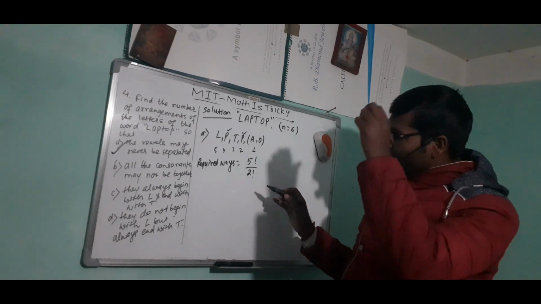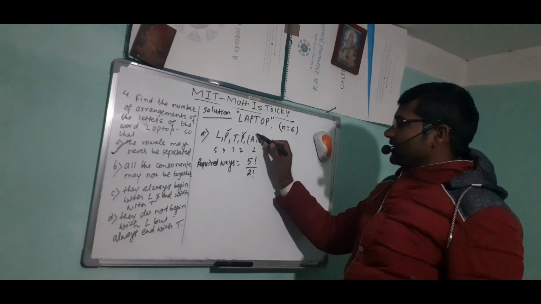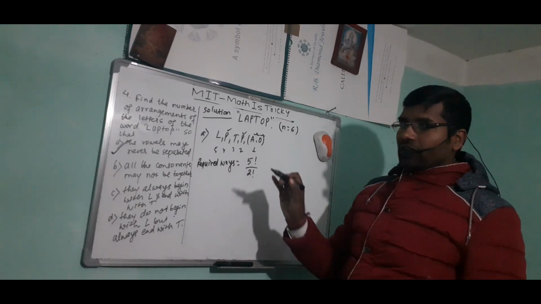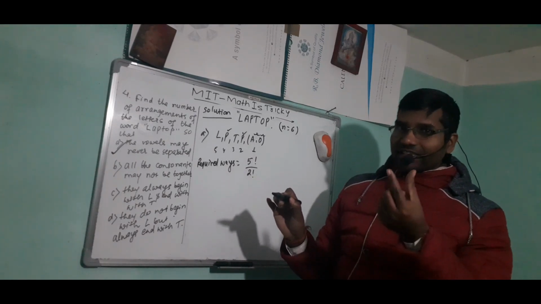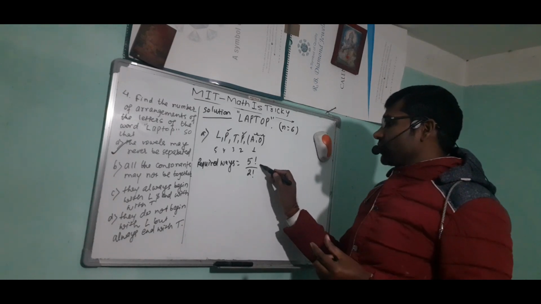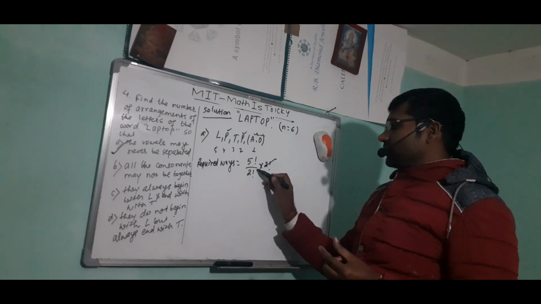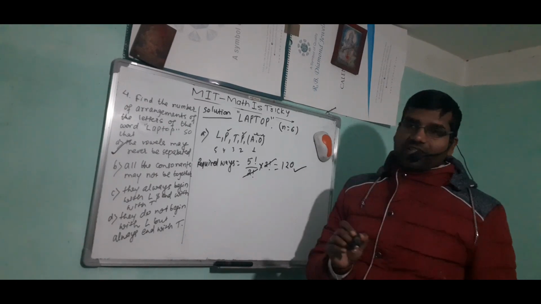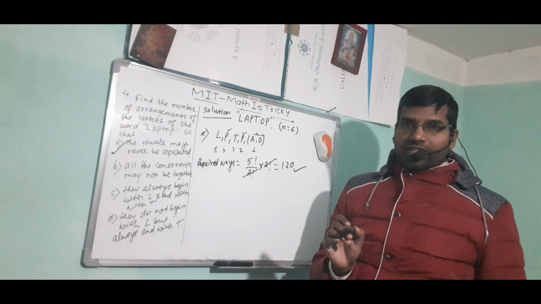Also, these 2 vowels may change their position. A and O, the 2 vowels, may change their position in 2 factorial ways. So we have to multiply by 2. These 2 cancel. So we have here 5 factorial, which means 120 ways. This is our answer. Are you getting it or not?